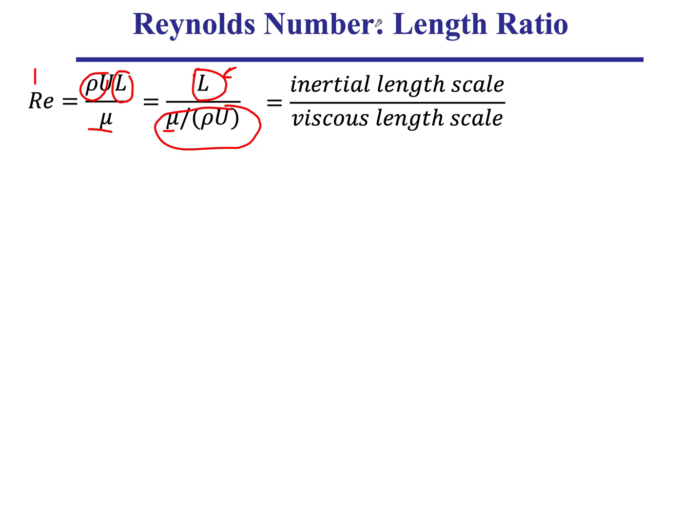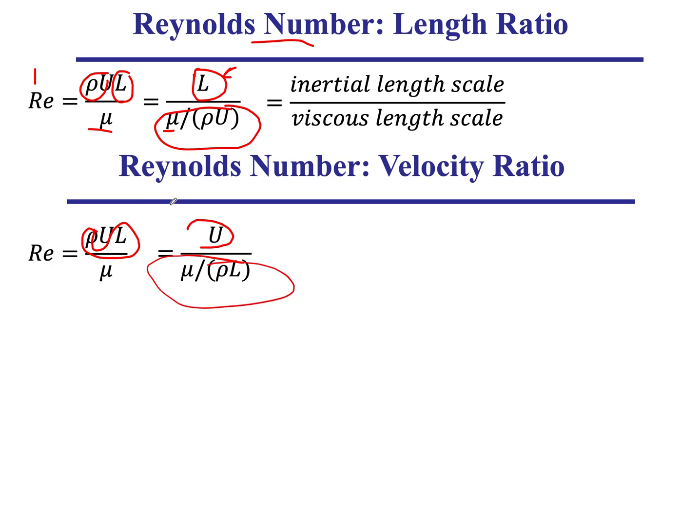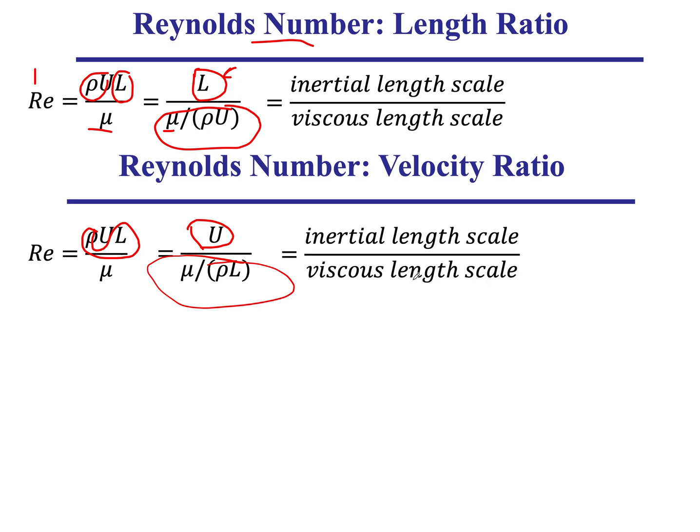But I can look at the Reynolds number in a different way. I could say, well, my Reynolds number is rho u L over mu. Last time I moved the rho u to the bottom. Now let me just move the rho L to the bottom. So I end up with a velocity ratio, velocity over velocity. So first we looked at the Reynolds number as length over length. Here we're looking at it as an inertial velocity over a viscous velocity. So here it's a velocity scale, sorry, not length scale, velocity scale.